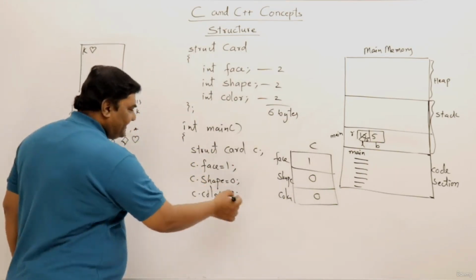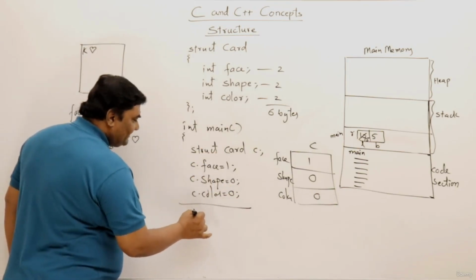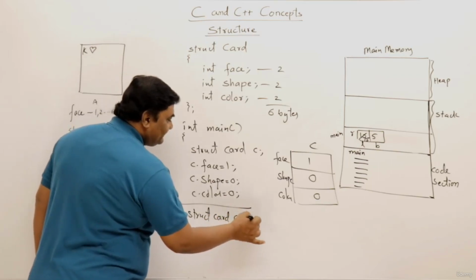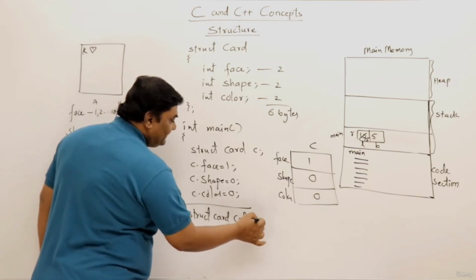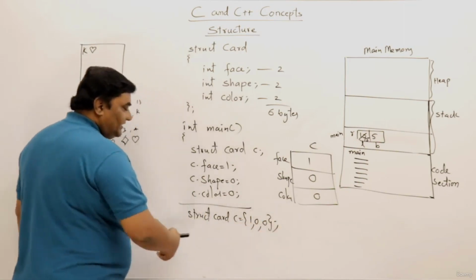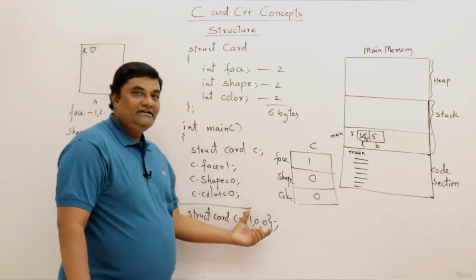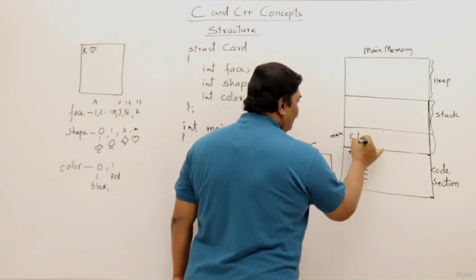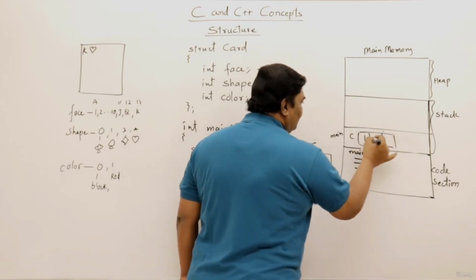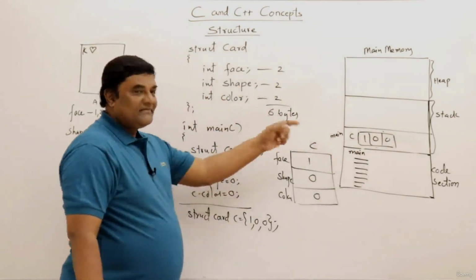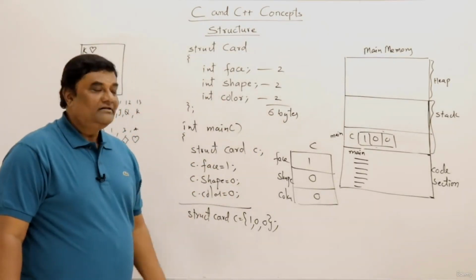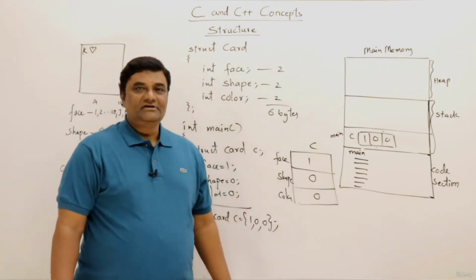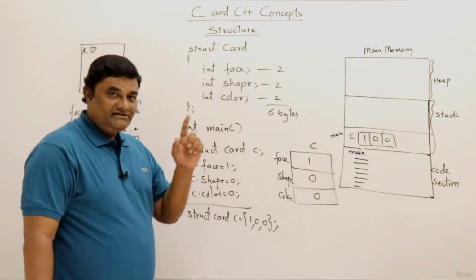Now otherwise, let us forget this. Otherwise, I can directly initialize also. Struct card C, I can directly initialize the value. That is, the first face value is 1, and the shape is 0, and the color is also 0. So this is declaration plus initialization. And inside the memory, it will be here, like C will have 3 members, 1, 0, 0. It will be inside the stack belonging to the main function, or the stack frame belonging to the main function. Now one more thing, I'll just remove this and show you one more thing.